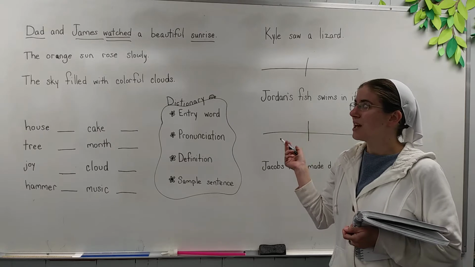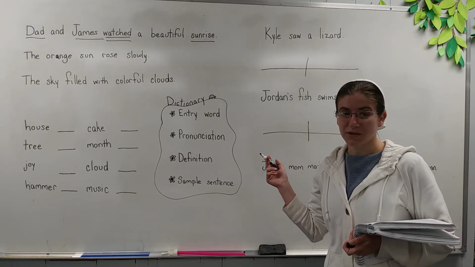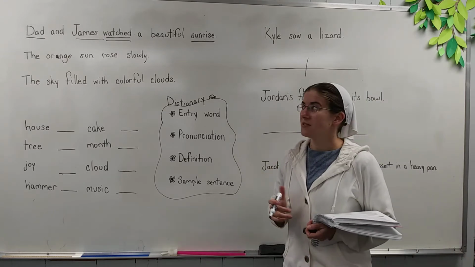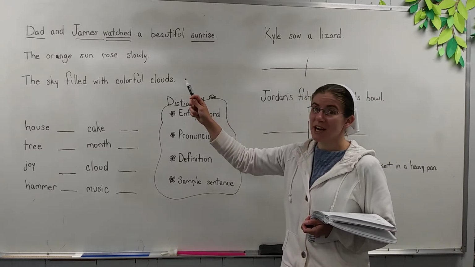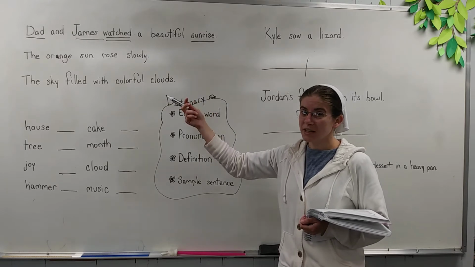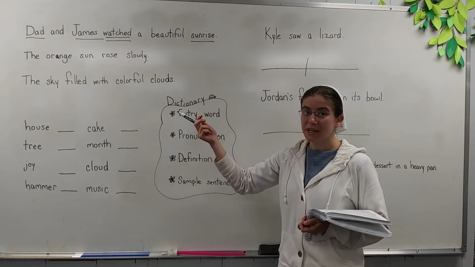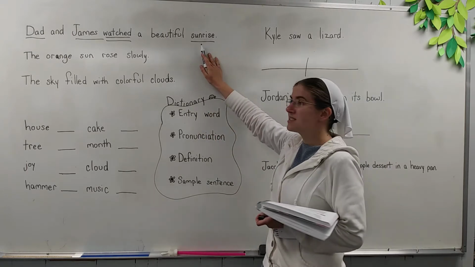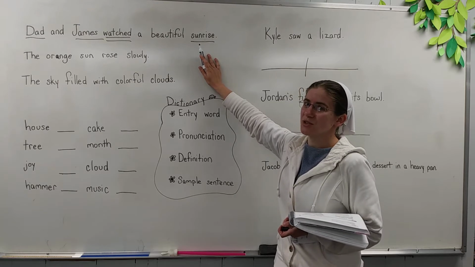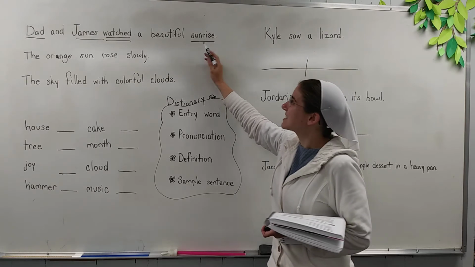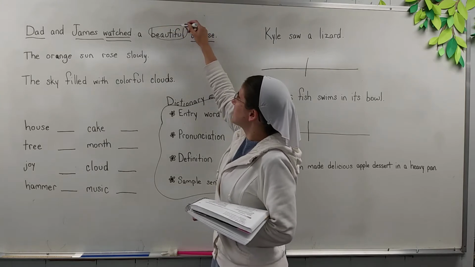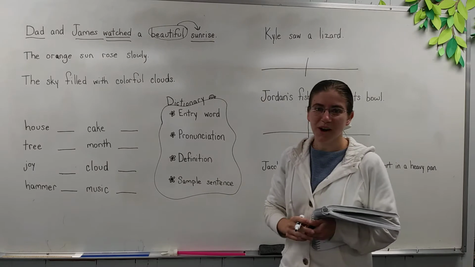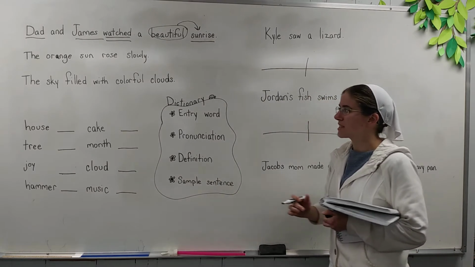Now, can you find any adverbs in the sentence? Anything that tells how Dad and James watched the sunrise? No, nothing there. So what about adjectives? Are there any adjectives to describe Dad and James, to tell what kind of Dad and James, or how many? No, no words like that. So what about sunrise? Are there any adjectives to describe sunrise? Yes, we have beautiful. There is a beautiful sunrise. So beautiful describes sunrise.